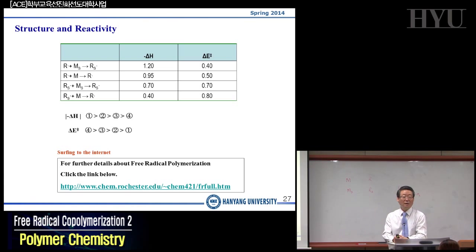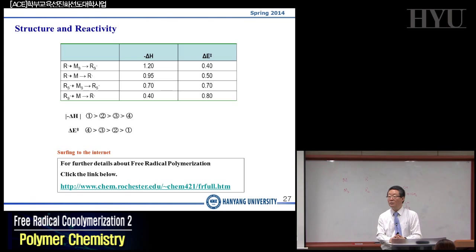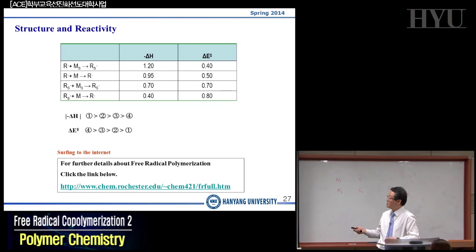So this concludes our discussion about the structure and reactivity in terms of resonance stabilization. If you stabilize the monomer, reactivity is very high, as evidenced by MS. But those monomers which become RS are much less reactive than R. And this was also summarized in our active center reactivity ratio versus the monomer reactivity ratio, small r and large r.